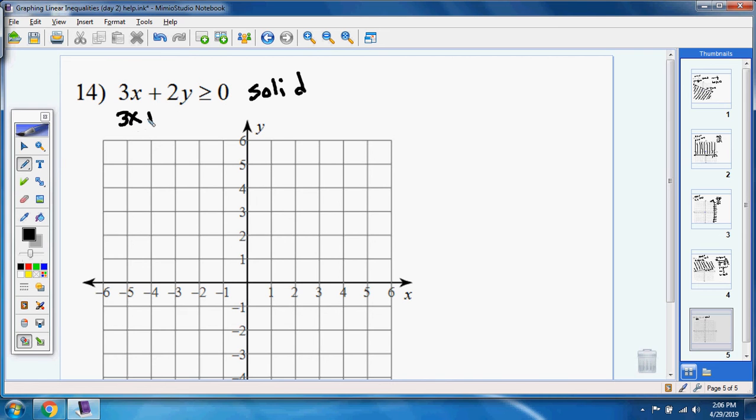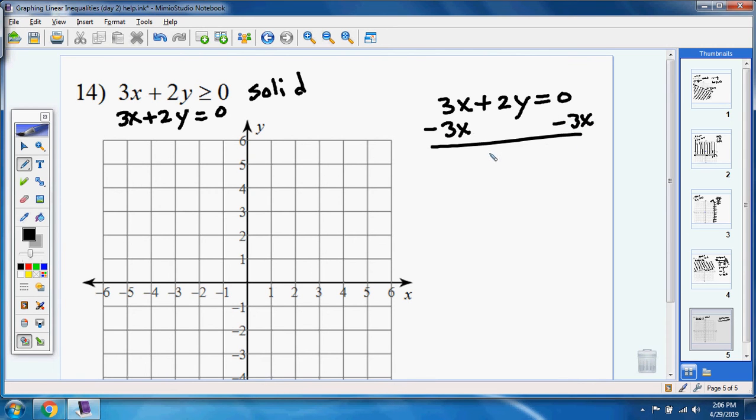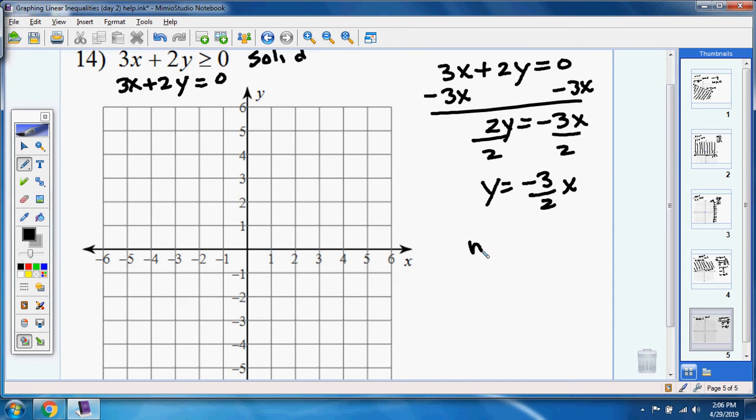So I've got 3x plus 2y equals 0. It's not ready for me to graph, so I'm going to do my 2 steps again: move the x, then divide. So I'm going to subtract 3x on both sides. That gives me 2y is equal to just negative 3x. There's no point in putting a plus 0 there. Divide by 2. So y is equal to negative 3 over 2 x, which means it's a negative slope, so it's going downhill. It will be pretty steep because we see that it's an improper fraction.